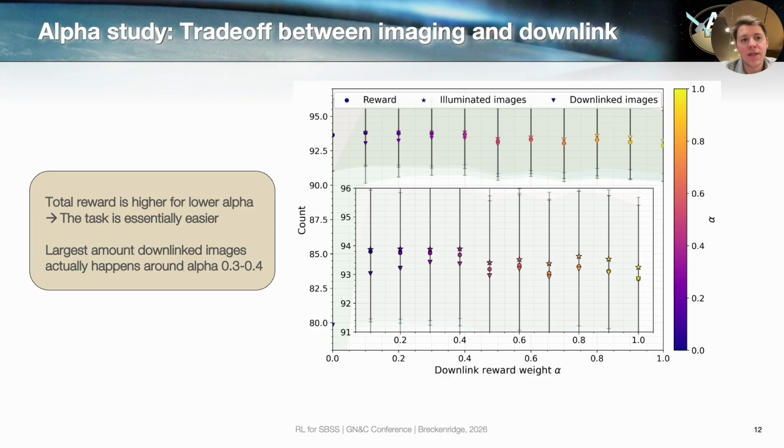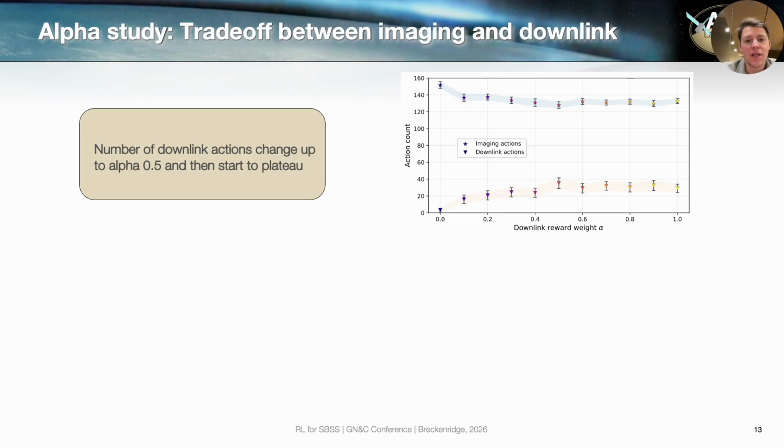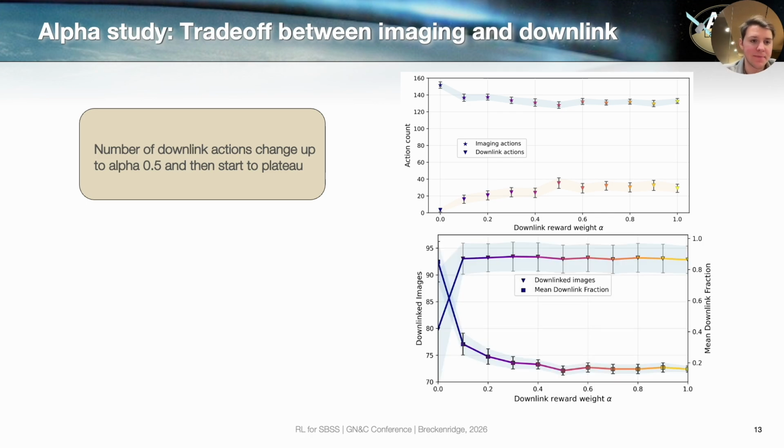If we look at this in a bit more detail, looking at the action count here, the downlink actions, the downward arrow on the bottom, actually increases up to a level of 0.5 alpha and then starts to plateau. The imaging actions does the reverse behavior here.